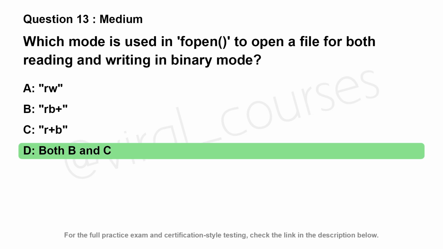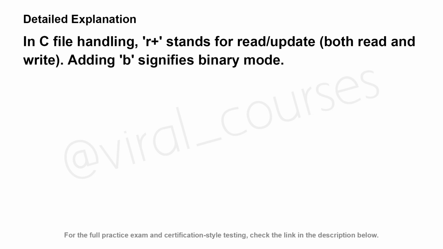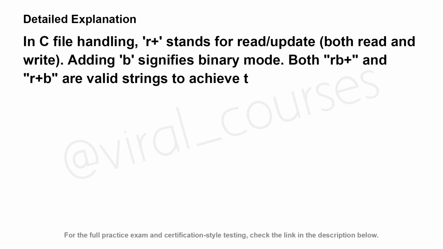The correct answer is D. In C file handling, R+ stands for read, update, both read and write. Adding B signifies binary mode. Both RB+ and R+B are valid strings to achieve this in the fopen function.